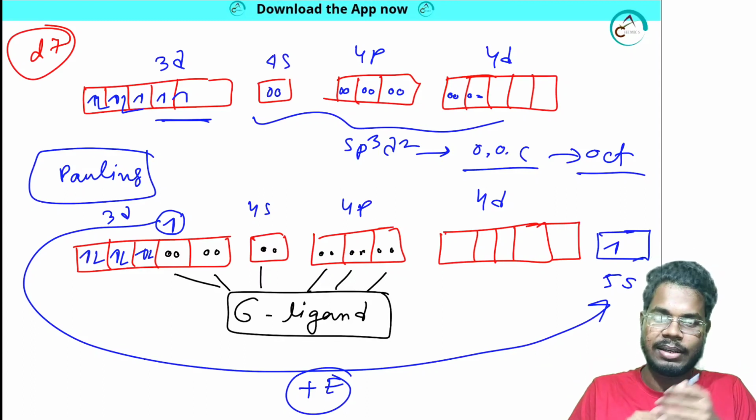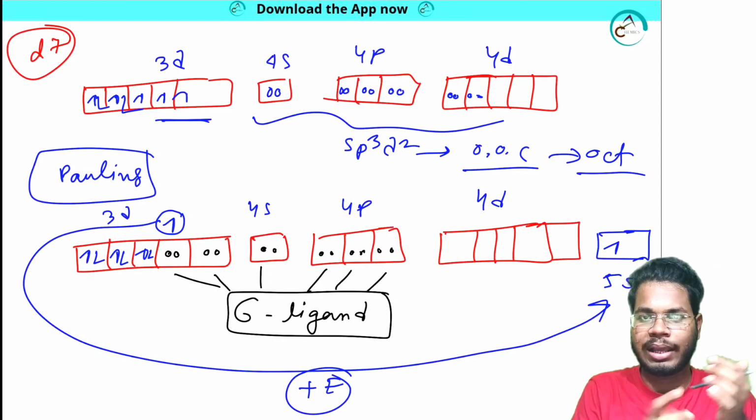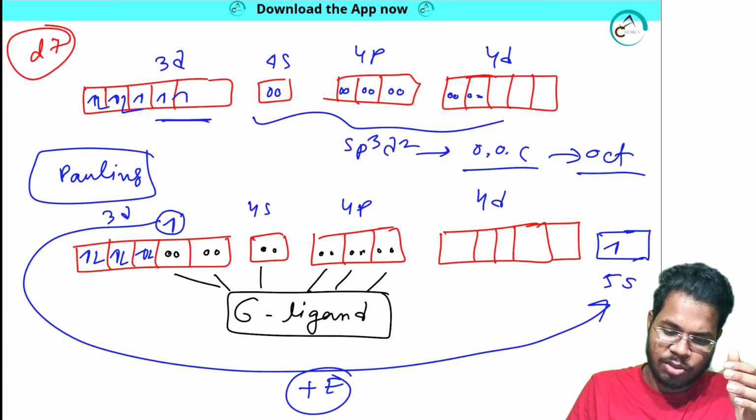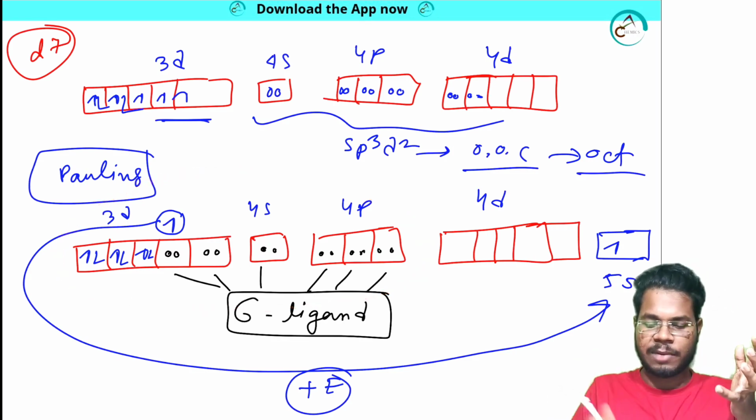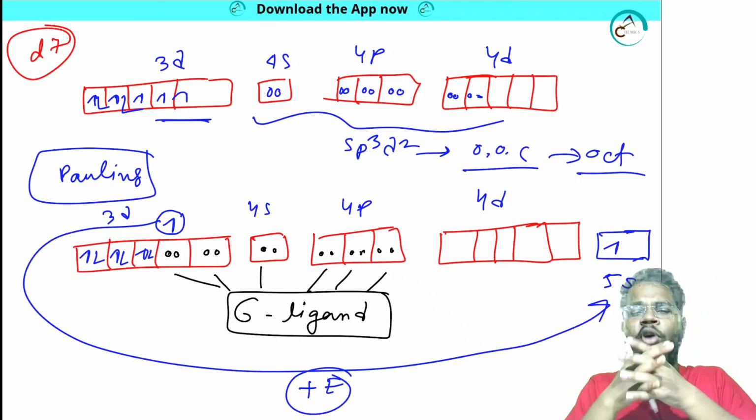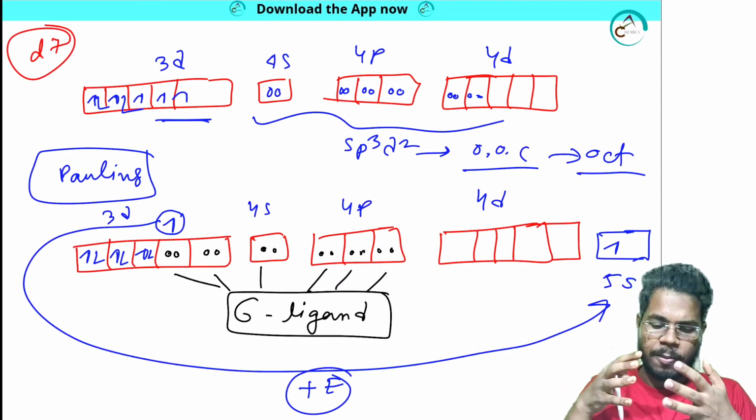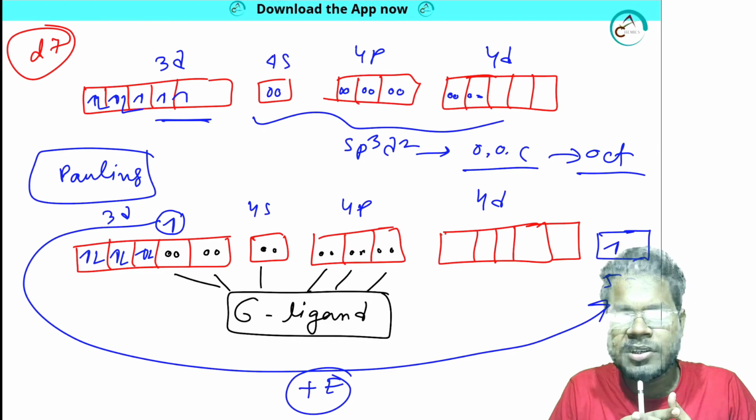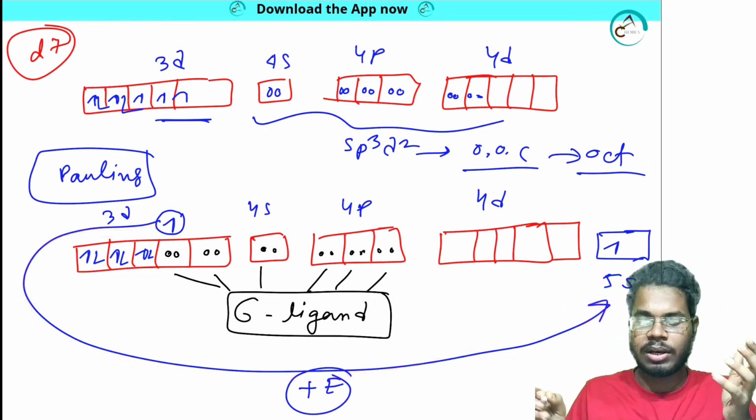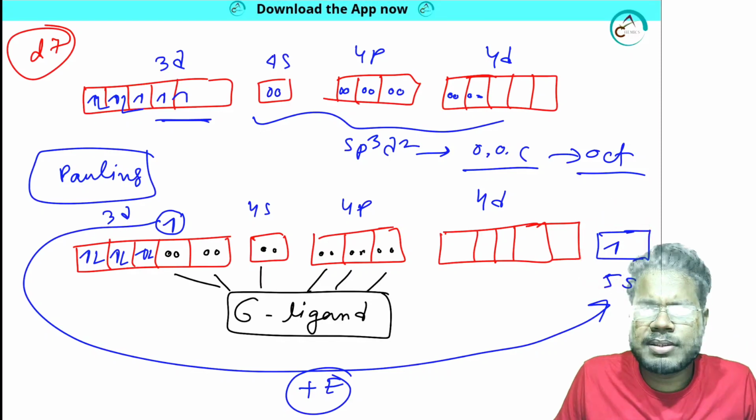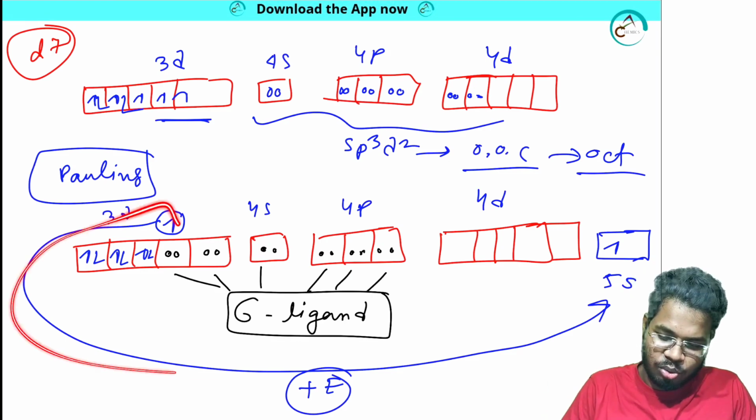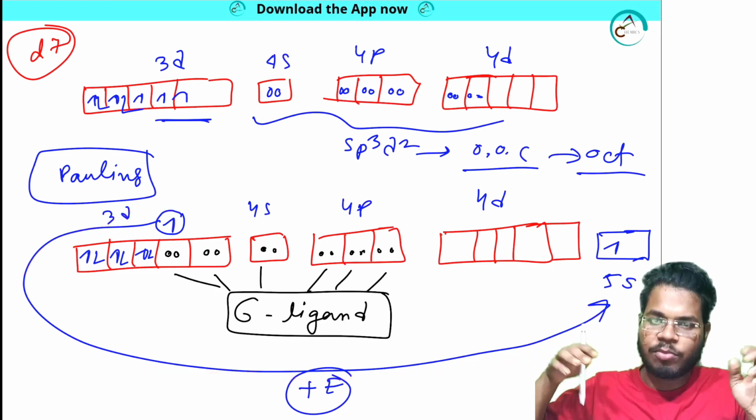But if some kind of thing is occurring, like whatever amount of energy you are releasing, that means the stabilization energy, the energy released after the metal-ligand bond formation, if the amount of stabilization energy is lower than the energy you are putting in to send the electron to the 5s orbital, then the system will not obey this rule. The system will not send its electron to that, because you are not adding heat from outside.